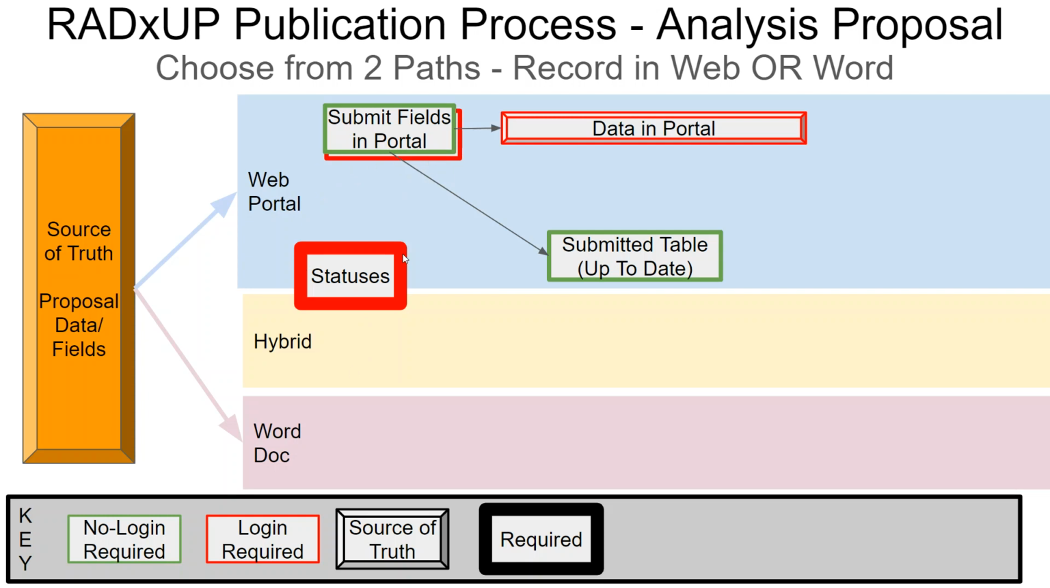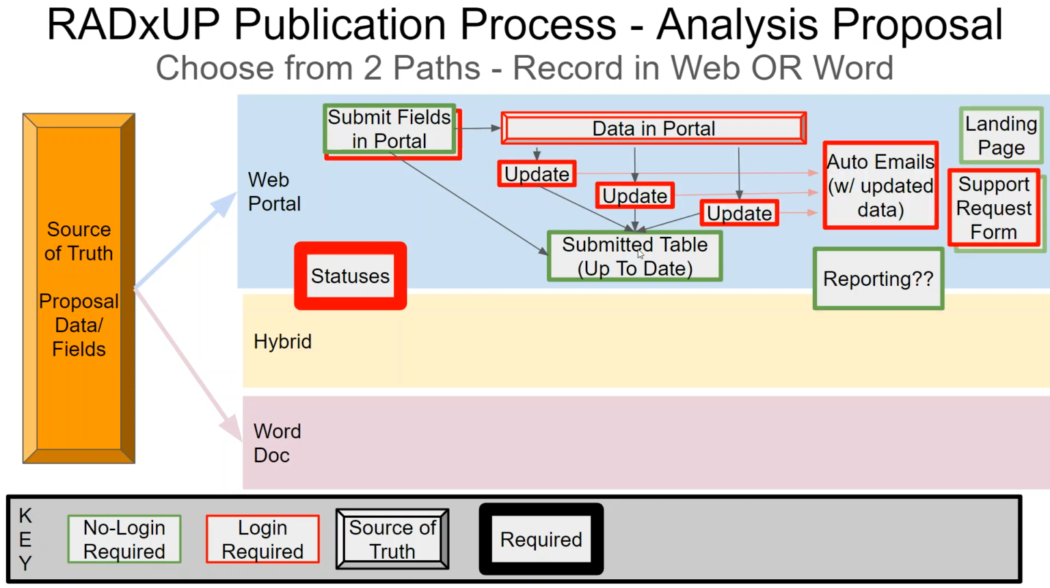fields in the portal and there's a key down here, you can see that could be either no login in green or required by a login in red. The initial specs for that are going to be the writing team lead, the WTL, so it would be red, required login, but we could make that open to anyone can submit that in the portal. The data would go into the portal and there would be a submitted table that is up to date. You could then update in the portal. Those are all red, and that was going to be the WTL, the writing team lead.